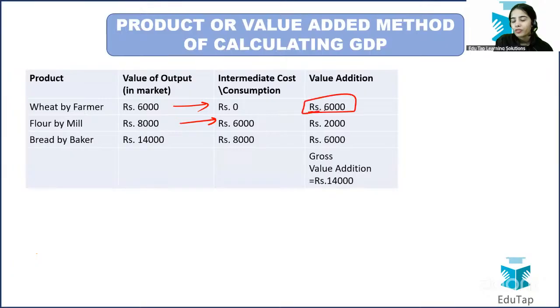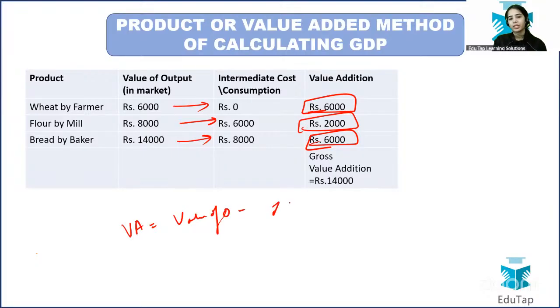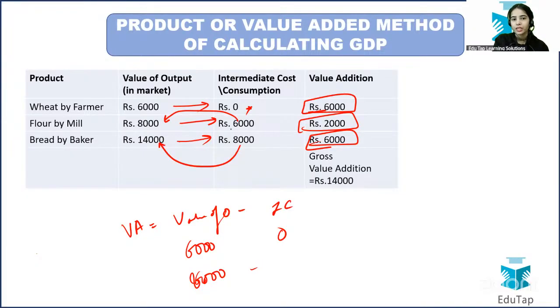So value addition by the farmer is 6,000, value addition by the flour mill owner is 2,000, and value addition by the baker is 6,000. Now this value addition is calculated through the value of output minus intermediate consumption. So the value of output is 6,000, intermediate consumption was 0. Value of output for flour was 8,000 and intermediate consumption, because wheat has been converted into flour. Flour has been converted into bread. So intermediate consumption. I hope this is clear.